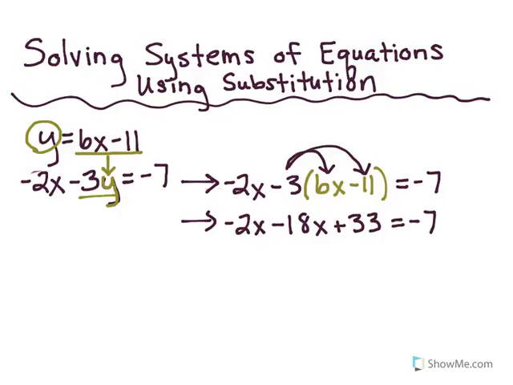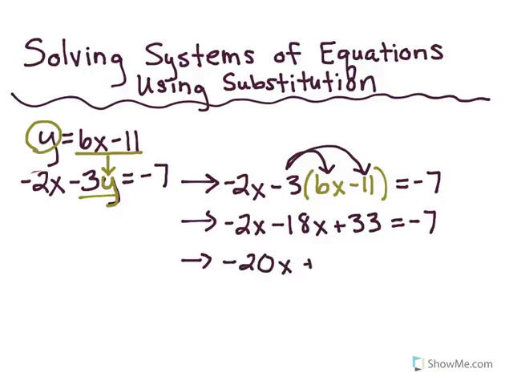Now we're going to try to isolate the variable that we have right now. As you can see, there are no more y's, just x's. So let's go ahead and combine anything that we can. Negative 2x minus 18x is negative 20x.